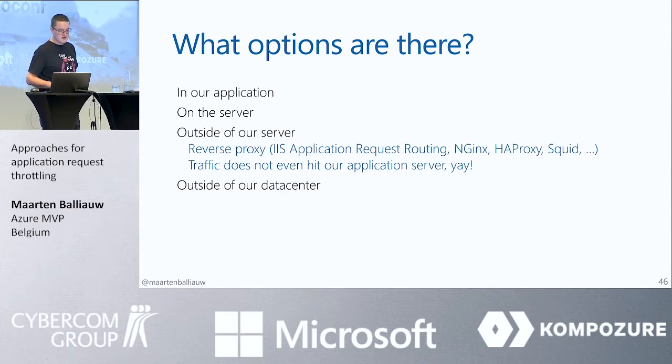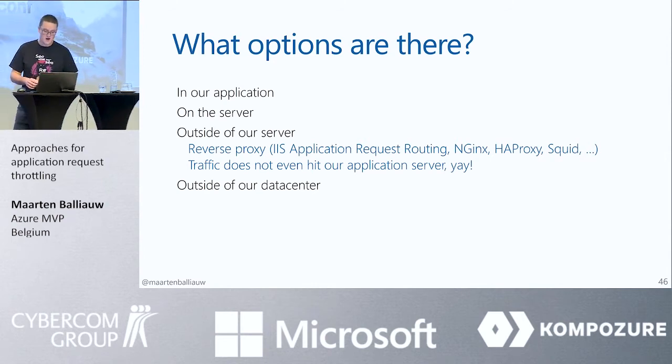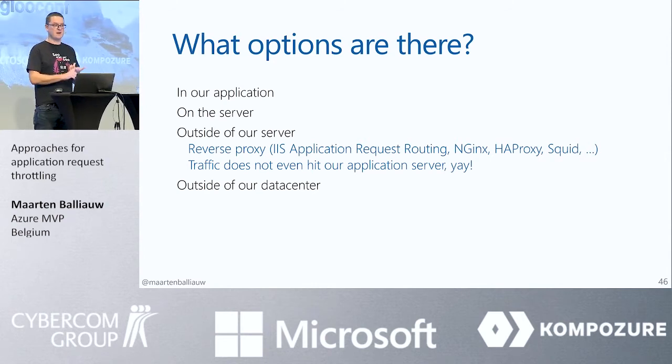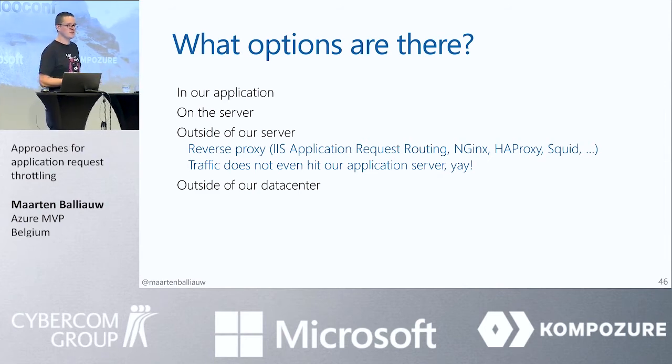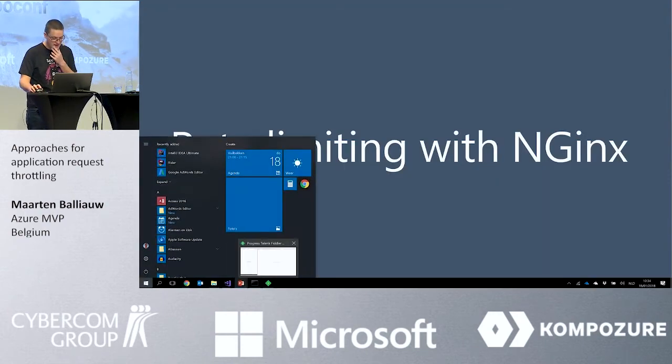We can throttle outside of our server. We can implement a reverse proxy and add throttling in that reverse proxy. And that's actually a really, really easy thing to do. You can use Nginx, IIS Application Request Routing, HAProxy, Squid, whatever reverse proxy you want to use, you probably can do rate limiting in that one. I like Nginx for that because it's really easy to do.